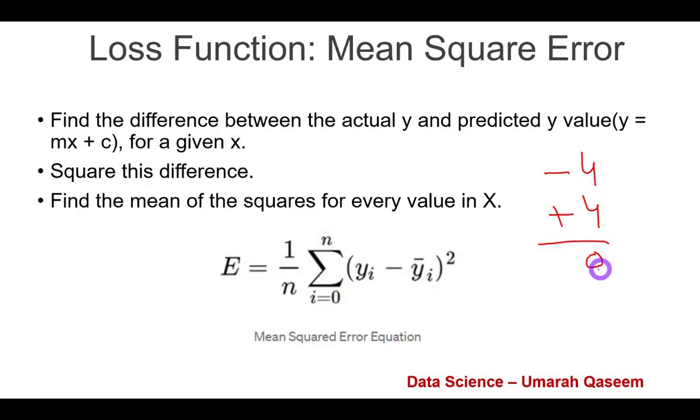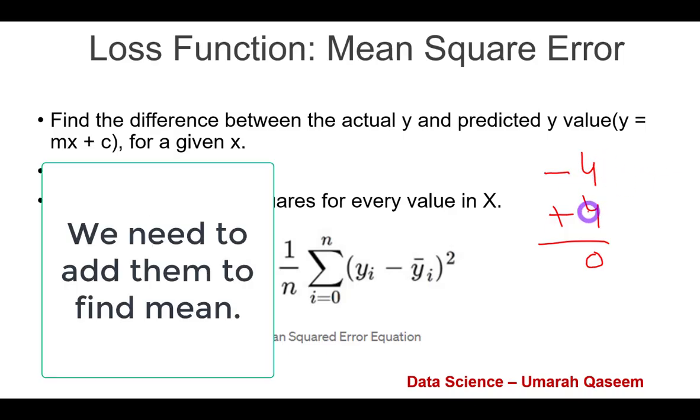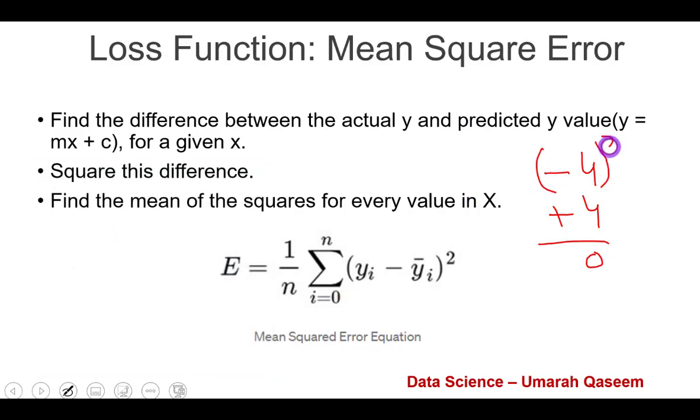So the algorithm will think that there are no losses. Your prediction is perfect. It's exactly like the actual y, but that is not the case. You have a big difference, right? So to avoid this kind of situation, we just square all the losses, all the differences. So if you square them, it won't then amount to 0. It will not be 0.